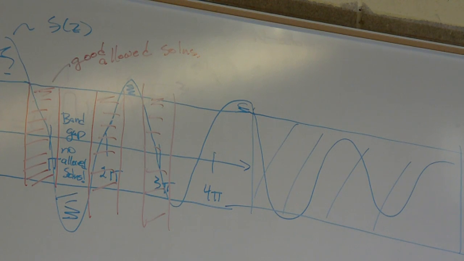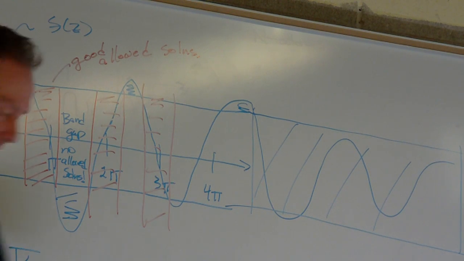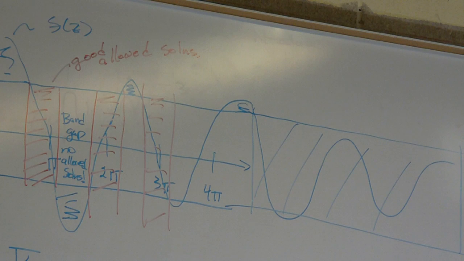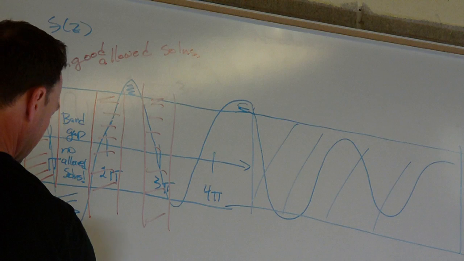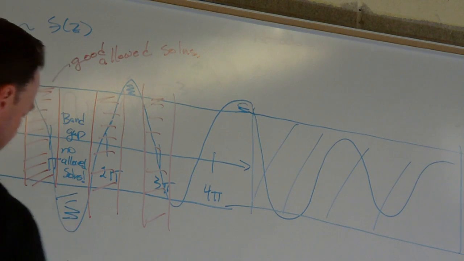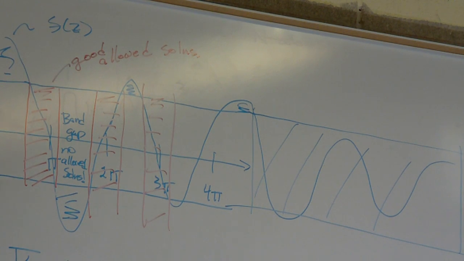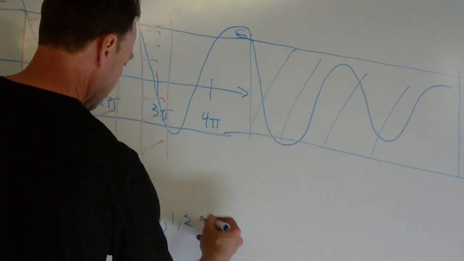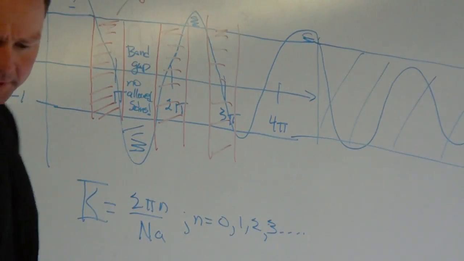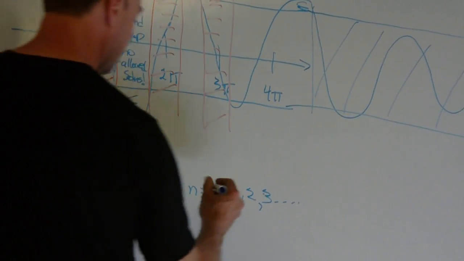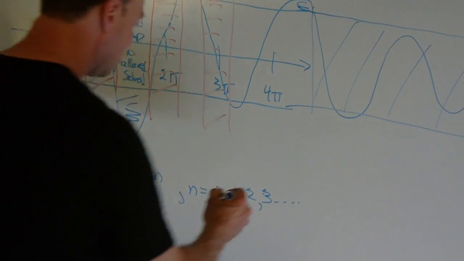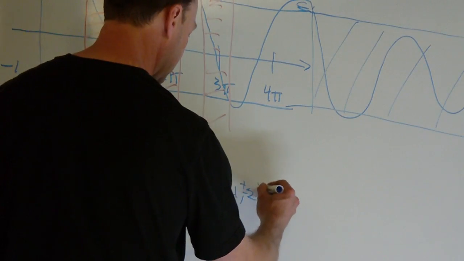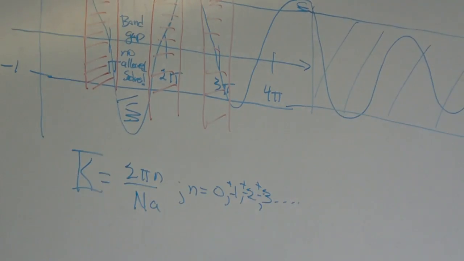Remember, we're going back over here. Now let's go back. I erased it. But we had total kappa equals 2 pi n over NA, where n equals 0, 1, 2, 3, and so on. And by the way, there's something different in these solutions: it's ±1, and it's 0, so these are a little bit different. ±1, ±2, ±3.